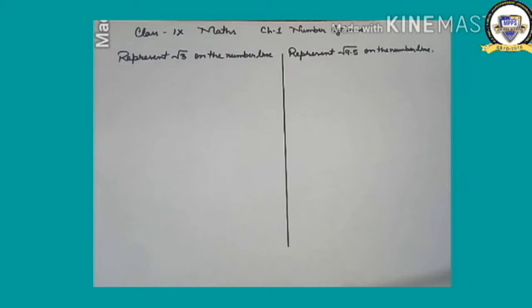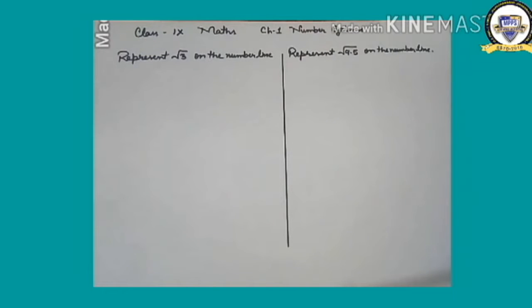Hello student, in this video I have taken two questions of the type how to represent an irrational number on the number line. First one, represent square root 3 on the number line, and second one, represent square root 9.5 on the number line. So let us start.